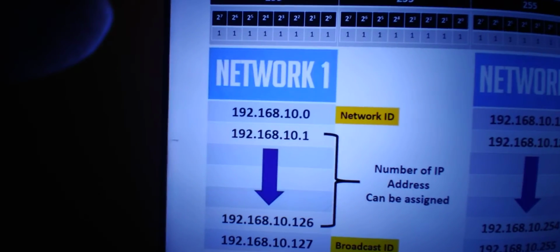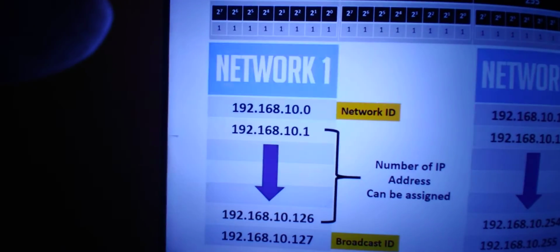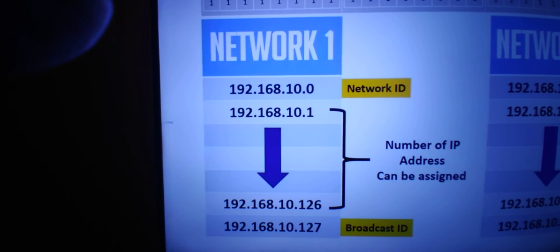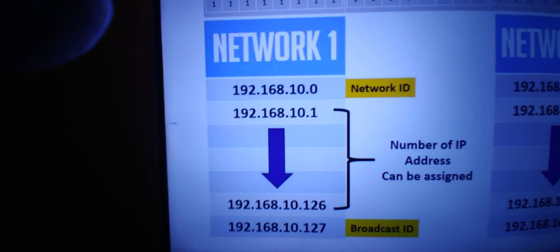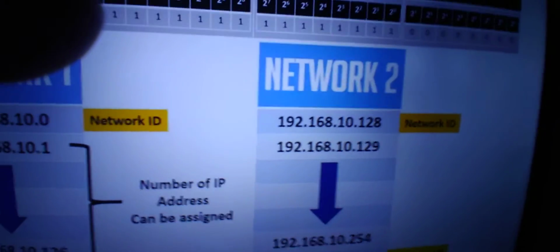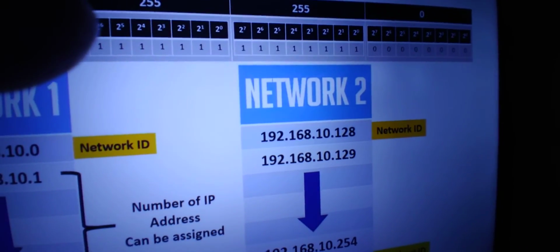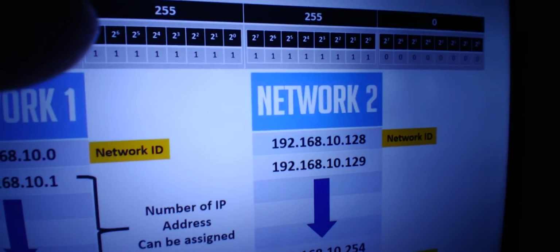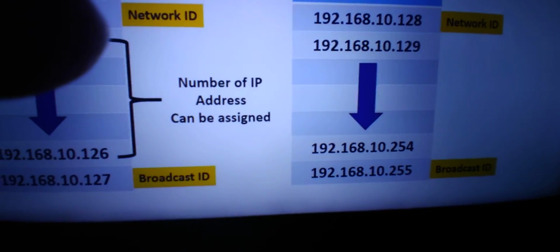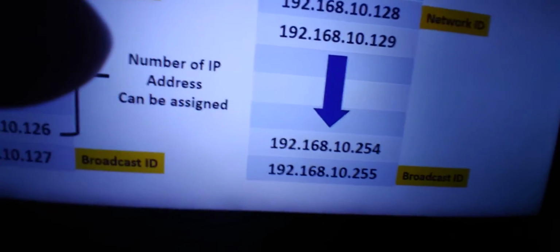And the in-betweens are the IP addresses which can be assigned. So it's going to be 192.168.10.1 through 192.168.10.126. And we will continue from that. It's going to be from 127 to 128. And remember that the first IP address will be reserved for the network ID, and the last address will be reserved for the broadcast ID.